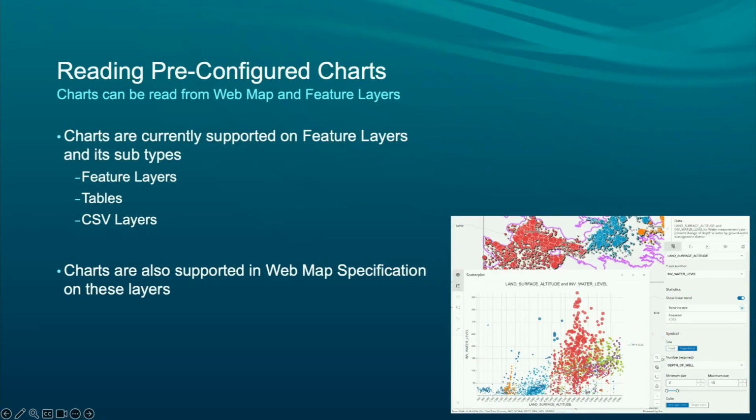There are usually two ways that you can display a chart in your custom application. The first is reading a pre-configured chart that you have created on a feature layer or web map. Pre-configured charts are supported on feature layers and all the subtypes. You can configure a chart in, let's say, the map viewer, and have it saved on the layer in the web map, and you can use charts components to bring it into your own custom application.